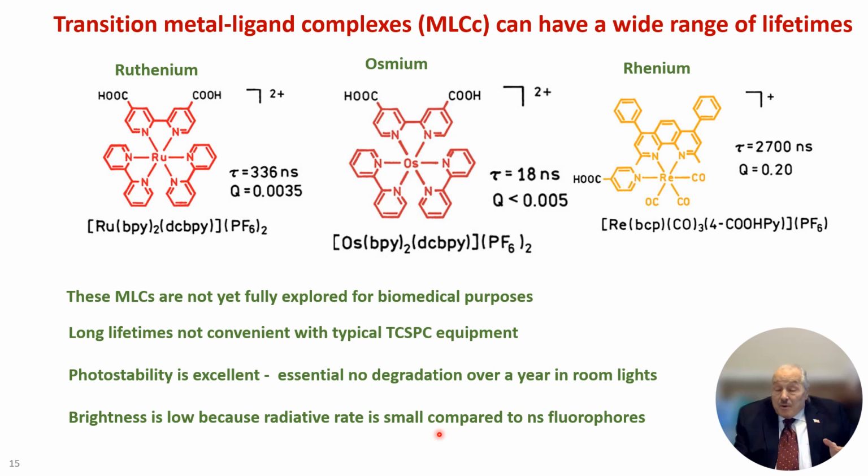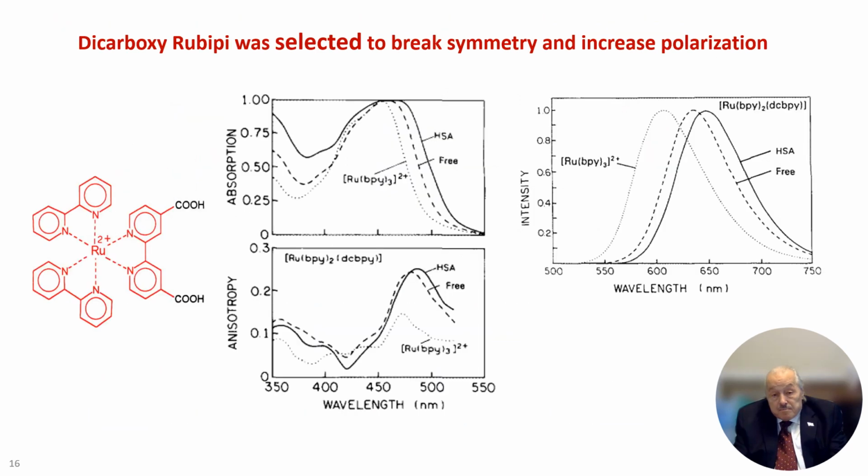They have excellent photostability, so you can leave them in the room lights for a year. But the limiting factor is the radiative rate is small, so you're never going to get them to be as bright as the normal fluorophores that are used in FPIs. We showed that we could do an immunoassay with these.